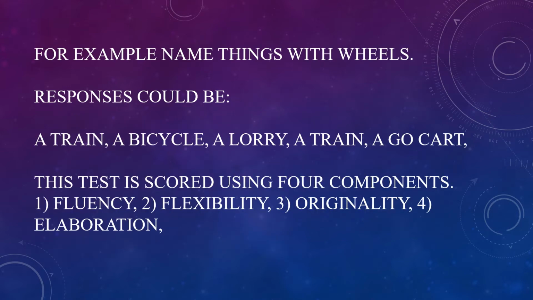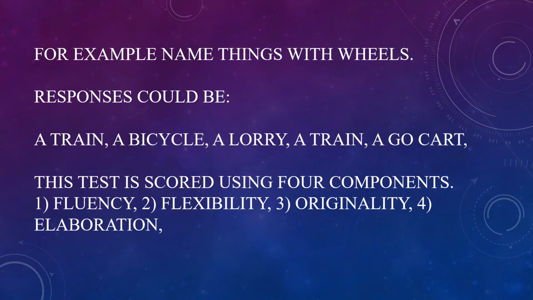For example, things with wheels. Responses could be like train, bicycle, lorry, auto. So these are the things that come with wheels. Here they have given a general group, for example, name things with wheels. Name things with wheels is a general group, so you have to give a list that comes under it. For example, here you can see a train, a bicycle, a lorry, a go-kart, like this.